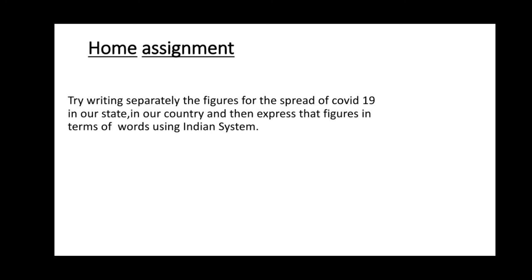So let us understand this with a question. The question says, write the following numbers in words. The first number is 7039. As per the Indian system of numeration, we will start placing each digit of the given number onto the place value chart.